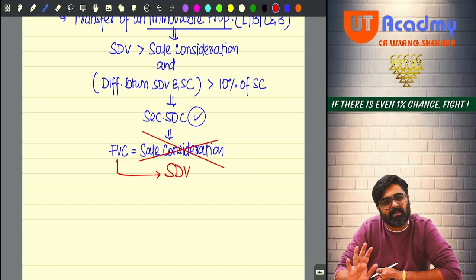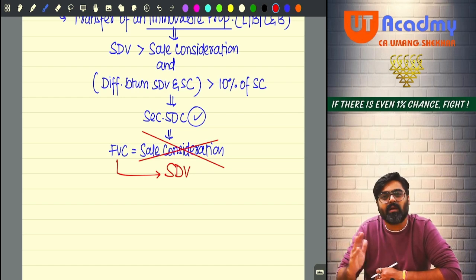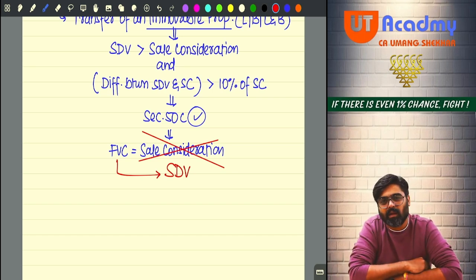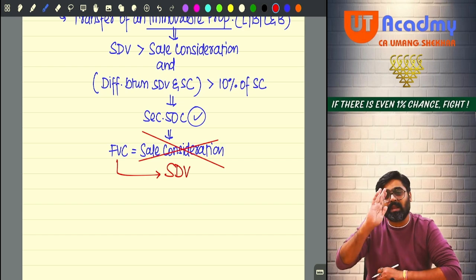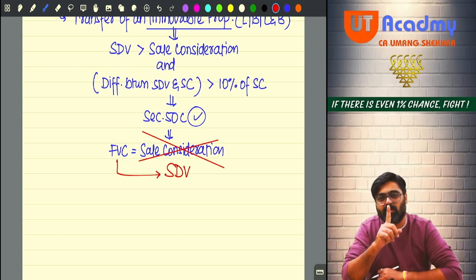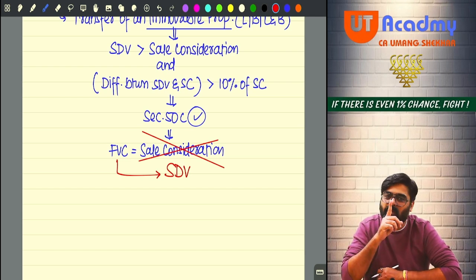See, a variance of 10% or less is okay. The difference between the stamp duty value and the sale consideration, up to 3 lakh, was okay. But how is it more than 3 lakhs? If the difference is more than 3 lakhs, that means you are trying to fool us. You are trying to hide something from us. And if you are not trying to hide something, then you are a fool.